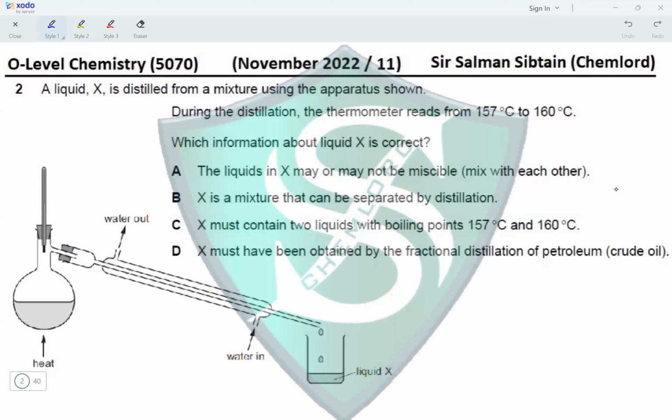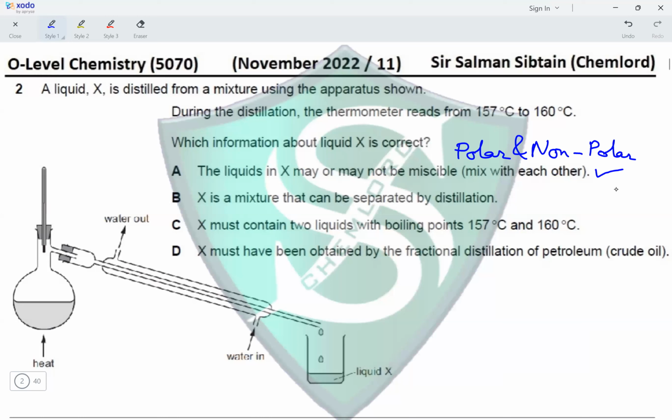Option A, the liquids in X may or may not be miscible. Yes, because the liquid could be polar. One of the liquid components could be polar and the other could be non-polar. And if this is the case, then they will be immiscible. So this option appears correct.